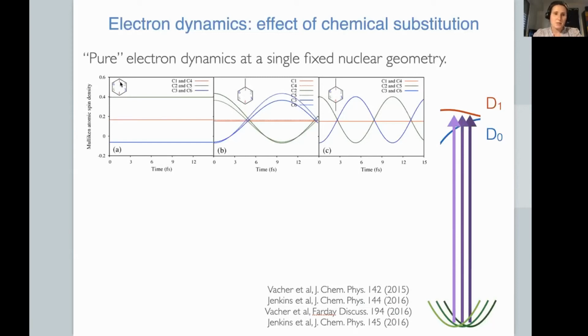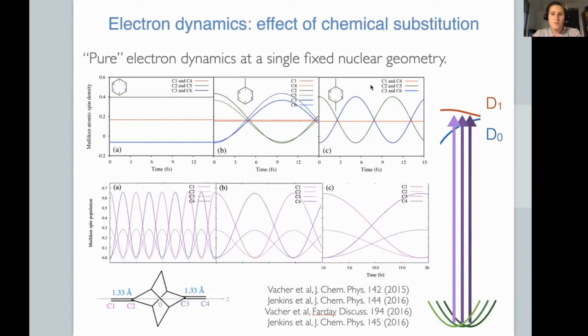In benzene, you arrive directly at the degeneracy point, so no electron dynamics, and as you add one or two methyl groups, you have to pay attention to where you put the methyl groups. You may also affect the nature of the electron dynamics. In this case, we affected only the time scale of the electron dynamics, making it faster and faster. And we found in several examples that we could do this tuning of electron dynamics using a chemical substitution.